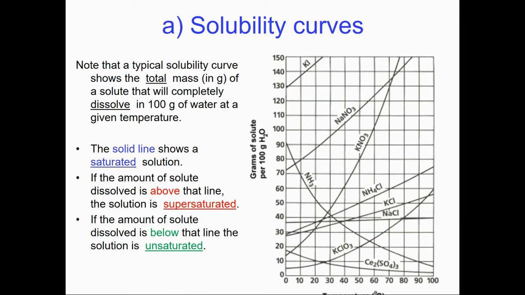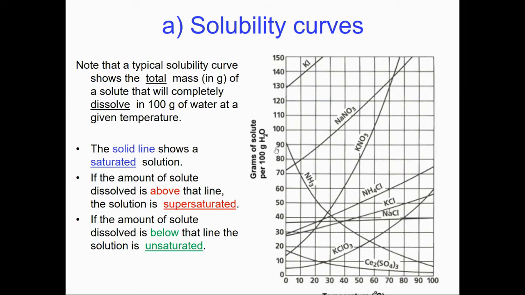Okay. So let's talk about what's on our axes. A typical solubility curve shows the total mass in grams of solute. These are grams of solute. So if you're looking at this line, you're looking at grams of potassium chlorate. If you're looking at this line, you're looking at grams of sodium nitrate. The total mass in grams of solute that will completely dissolve in 100 grams of water. So they're saying, assuming we have 100 grams of water, how much sodium nitrate can we dissolve if we're at 30 degrees?